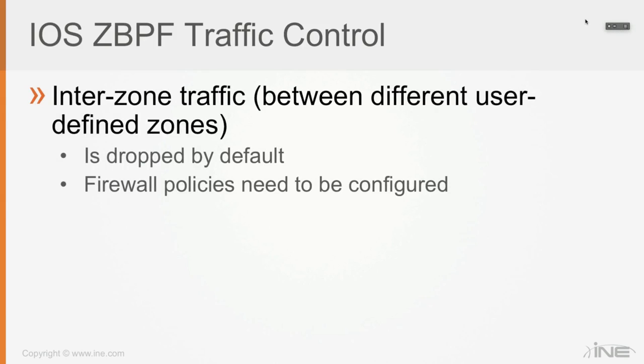Now, interzone traffic between zone A and zone B is dropped by default, and it makes sense, because that's why you segment the router into multiple zones: you want to take control over what traffic flows and how it flows between zone A, which is the LAN, and zone B, which is the internet, for example. So interzone traffic is dropped by default. You have to configure firewall policies and control what traffic is allowed and how. Pass, drop, inspect.